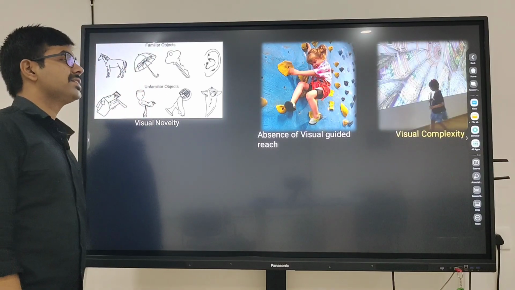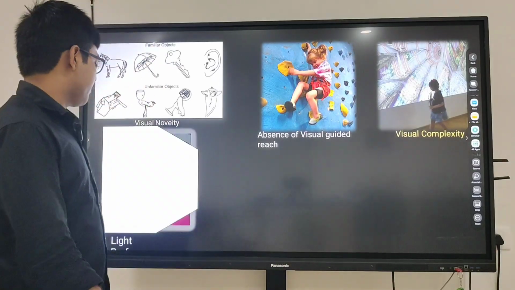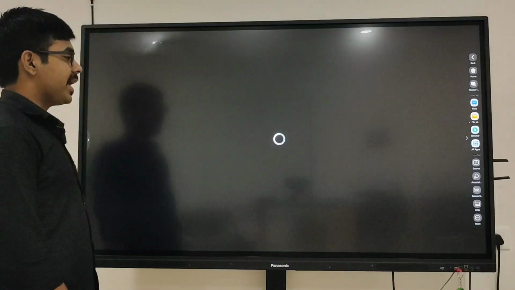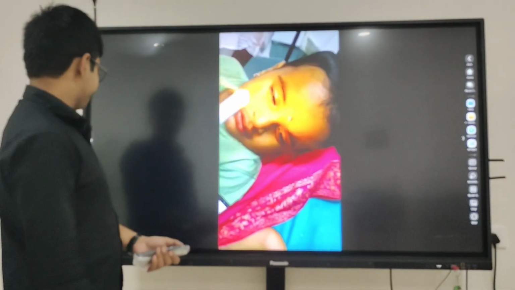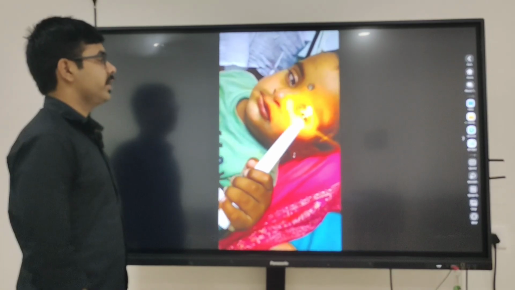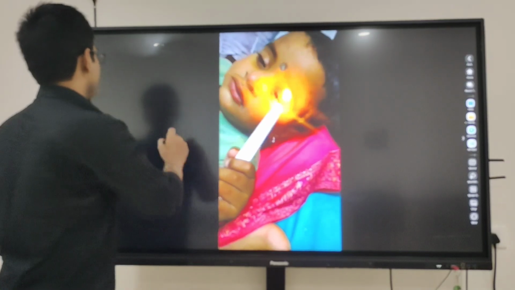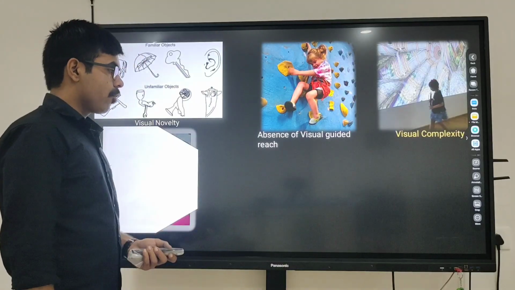Next will be visual complexity. Visual complexity means if the target is too crowded, the child will try to avoid the target. Next is light gazing. What is light gazing? We can see here that the child is trying to fix on the light. The child is trying to stimulate himself with this light. So this is called light gazing, where the child will look at the light for a prolonged time.